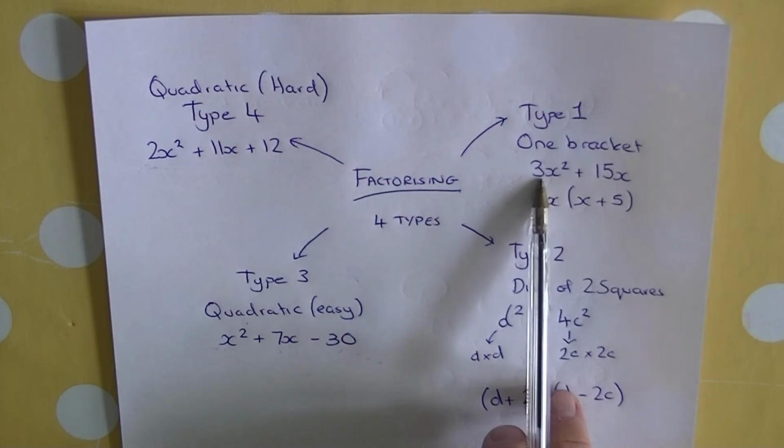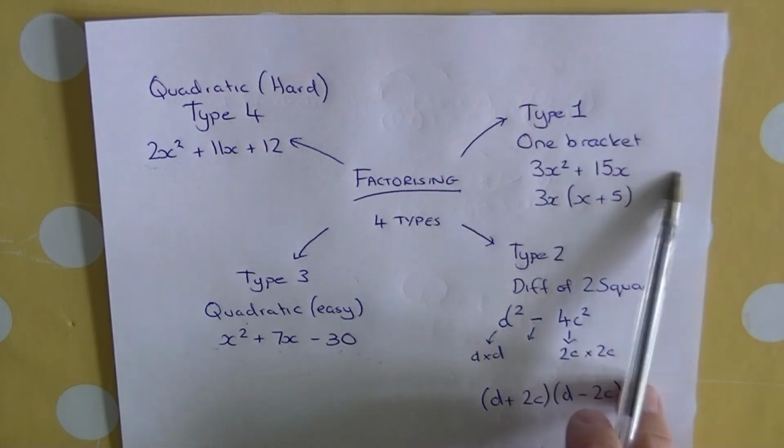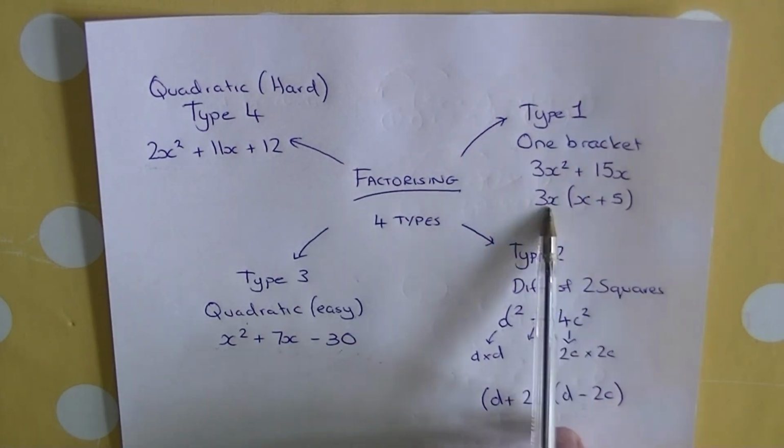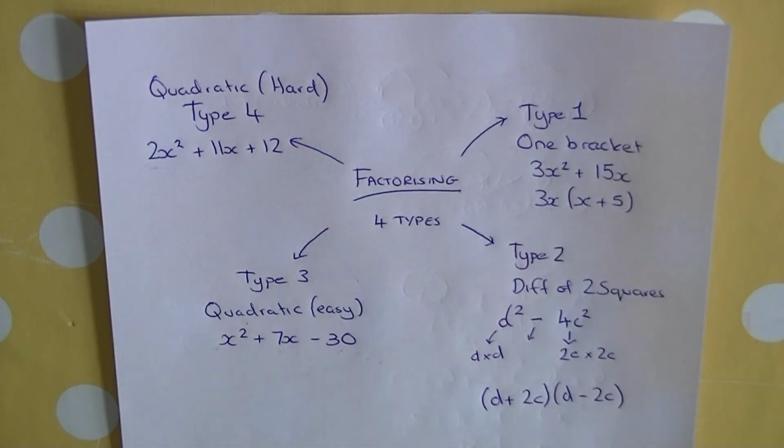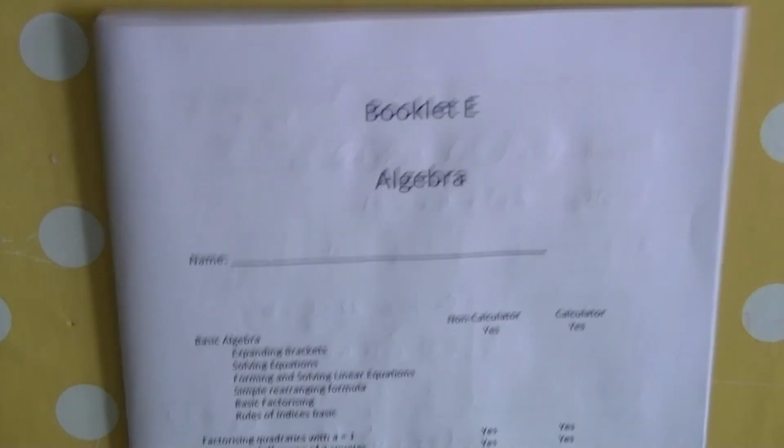This guy here almost looks a little bit like a quadratic, but he's missing that number on the end, so he's not, therefore he's a single bracket factorising. Okay, again, we'll come on to examples of type 3 and type 4 in a second. Let's get into the booklet for the next 5 to 10 minutes.